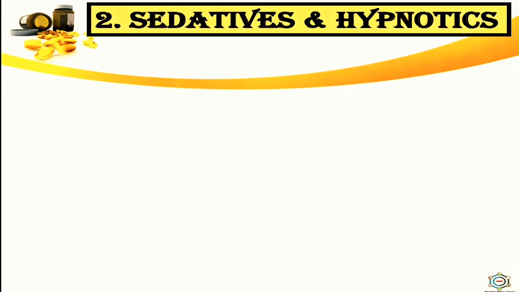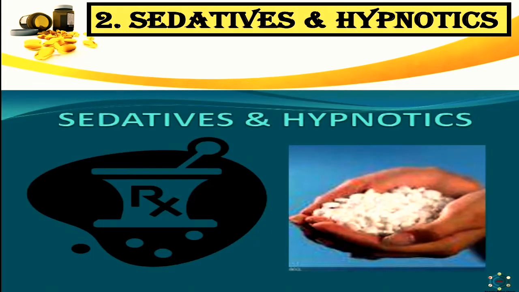Now, the second type is sedatives and hypnotics. So what are sedatives and hypnotics? Sedatives depress, it means switch off the activities of the central nervous system. They reduce excitement, assuage pain, and give a feeling of calmness, relaxation, or drowsiness. Higher doses induce sleep. The sleep-inducing drugs are also called hypnotics. The meaning of hypnotics is making one sleep.